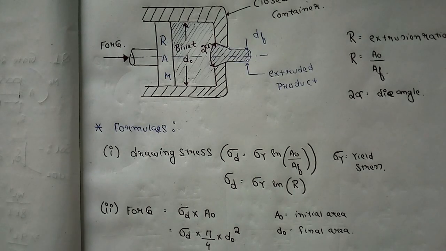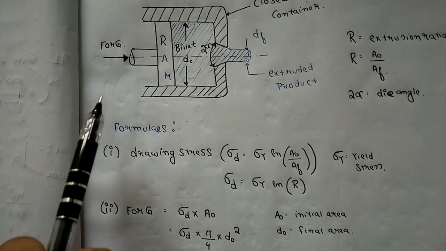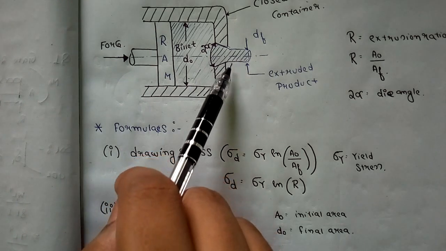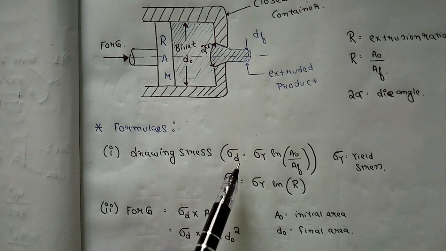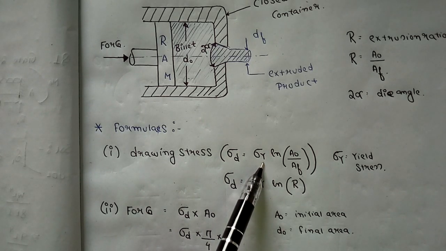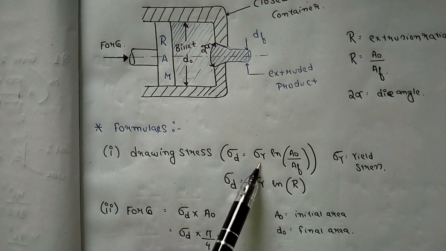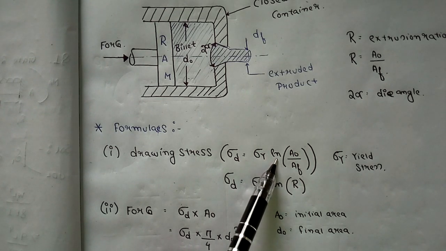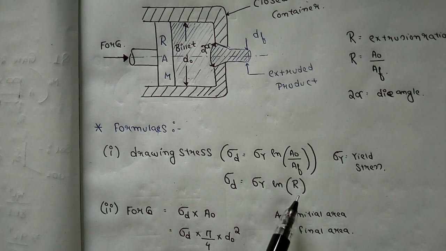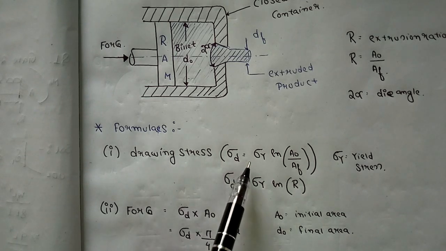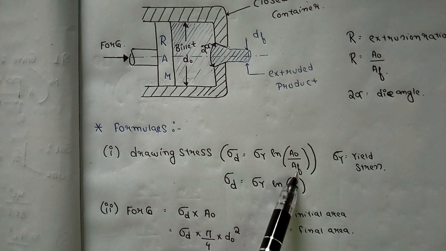Now as you can see, the first formula is the drawing stress. So how do we find the drawing stress? We are giving a force and drawing this extruded product, so what will be the drawing stress? Just remember that the drawing stress is denoted by sigma d, and it is equal to sigma y, the yield stress, which will generally be given in the question, into ln of A0 by Af, which is also known as the extrusion ratio R. So drawing stress is equal to sigma y into ln A0 by Af.